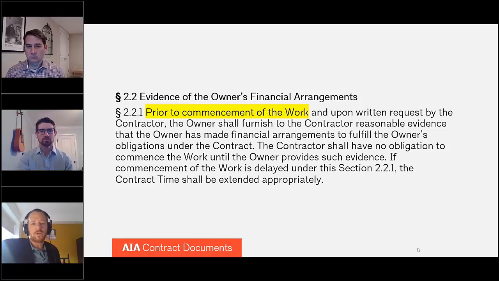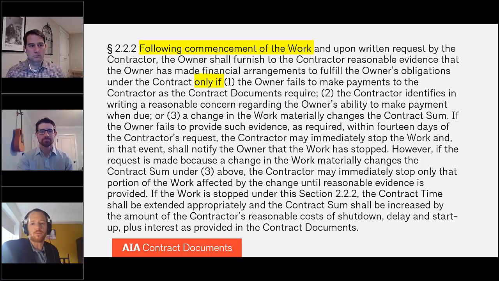The contractor's next opportunity to request financial information from the owner comes after the contractor has started work on the project. And once that happens, there needs to be what I'll call a triggering event in order for the contractor to request financial information from the owner. And these triggering events are as follows. They come in the midsection of section 2.2.2. I'll just list them off here, and we'll talk in a little more detail about one of them in particular. 1, the owner fails to make payments to the contractor as the contract documents require, which is pretty obvious.